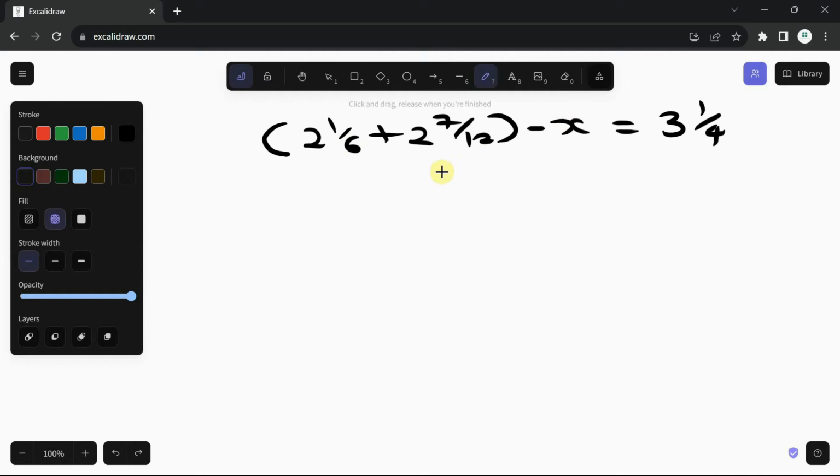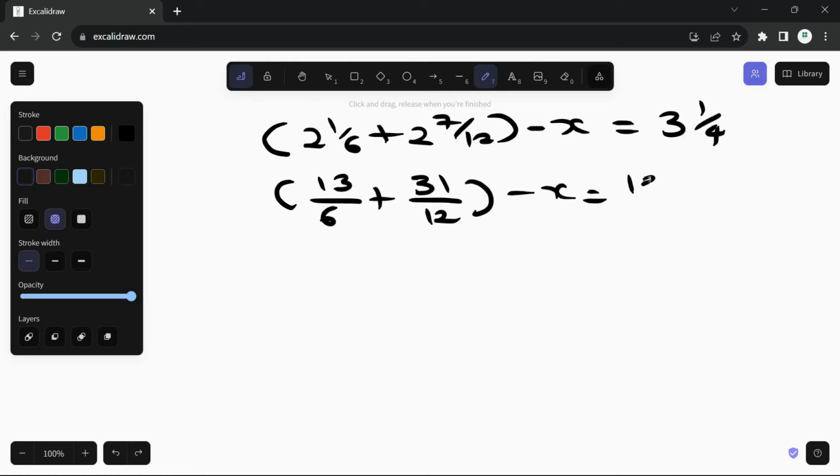So the first thing I have to do is take care of the brackets first. Remember BODMAS that we talked about. 6 times 2 is 12, 12 plus 1 is 13. So this is 13 over 6, plus 12 times 2 is 24, 24 plus 7 is 31. Right, 31 over 12, minus x is equal to 4 times 3 is 12, 12 plus 1 is 13, so 13 over 4. Let's simplify the brackets first.